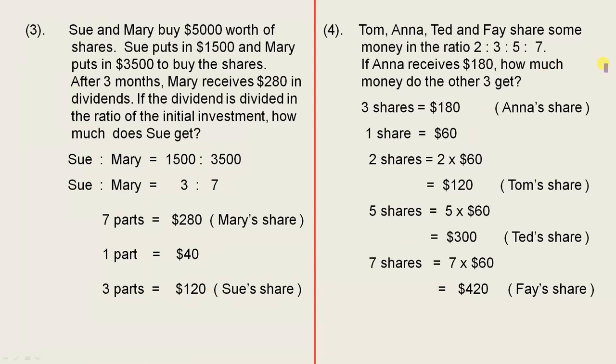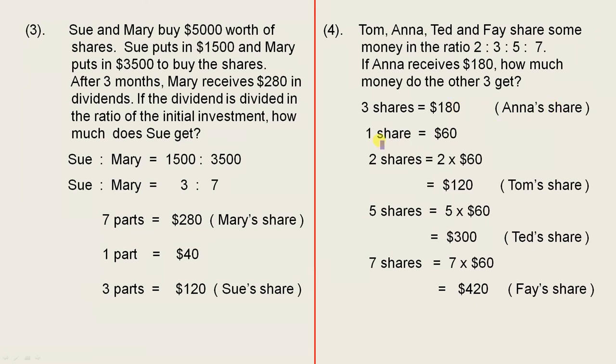Number 4. Tom, Anna, Ted and Faye share some money in the ratio 2:3:5:7. If Anna receives $180, how much money do the other 3 get? So 3 shares is Anna. Anna is mentioned second, so she gets 3 shares. So 3 shares is $180.